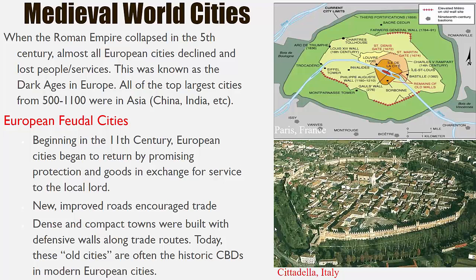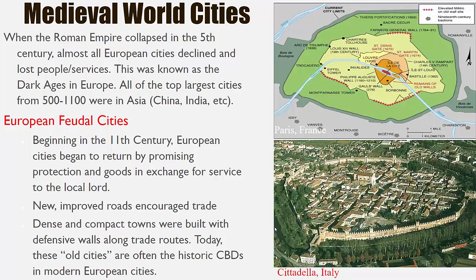Well, when the Roman Empire fell, Europe had a decline, and especially within the cities, a lot of cities lost massive numbers of people. People kind of moved back out into rural areas, and cities really began to decline. They lost people, they lost services that were being provided. This was a period that was known as the Dark Ages in Europe. And during this time, from about 500 till about 1100, all of the largest cities in the world, all of the top 10 largest cities, were in Asia. They were in China, they were in India, and they were spread throughout the rest of Asia. They weren't in Europe during this period.